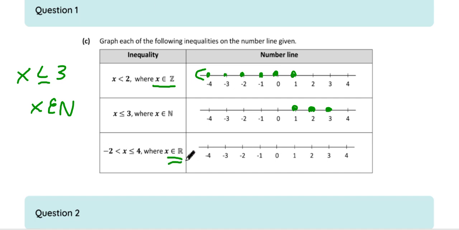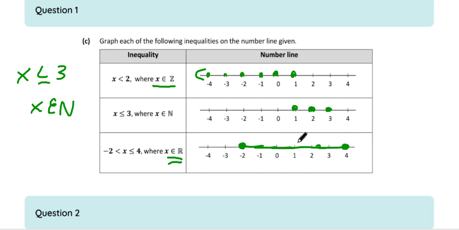What does ℝ mean? Real numbers. So ℝ means decimals and fractions included, so you're going to do a line rather than dots. Now I'm going to make a mistake here. It goes from -2 up to 4. I've made a mistake. I'd love you guys to tell me what the mistake was. Any ideas?